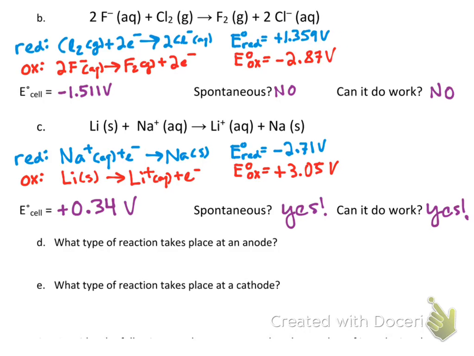Okay. So then the last two questions are: what type of reaction takes place at an anode? What type of reaction takes place at a cathode? There's a number of different mnemonics you can use to remember this. There are like LAN-ox and G, a red cat. G, the red cat, means reduction at cathode.